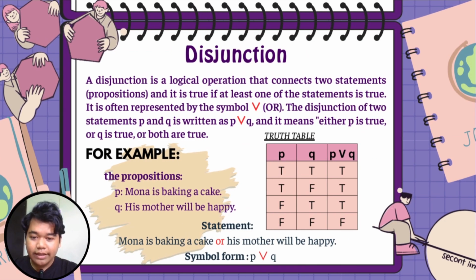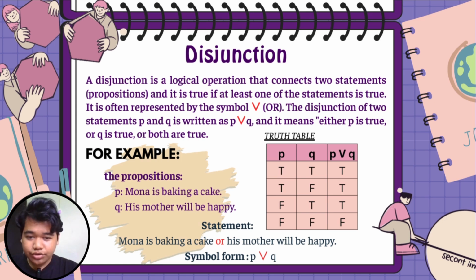The other logical connective is disjunction. A disjunction is a logical operation that connects two statements, and it is true if at least one of the statements is true. It is often represented by the symbol or. The disjunction of two statements P and Q is written as P or Q, and it means either P is true or Q is true or both are true.